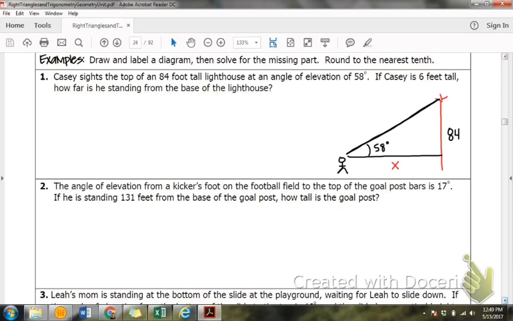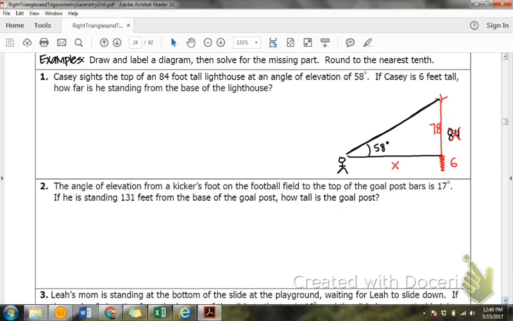78. What did you do to get 78 feet, James? Subtracted 6 from 84. If we subtract 6 from 84, if I tell you that this right here is 6 feet, because this is how tall he is, then he's really looking up at 78, isn't he? Does that make sense, guys? So now when I set up my trig ratio, I need to use the 78, not the 84.